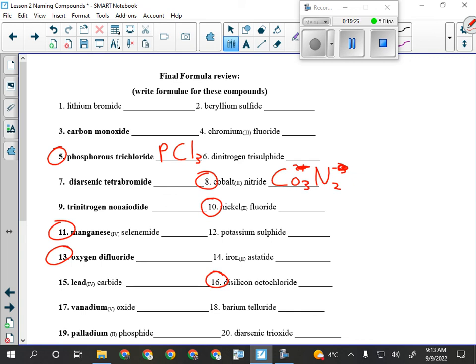All right, number 10, similar. Okay, we've got nickel with a Roman numeral 2, so that'll be an ionic compound, nickel being a metal. Okay, with a 2+ charge, it's with fluorine, which is a -1. Okay, so NiF2. Okay, if you got questions as we go here, guys, don't be afraid to ask. All right, manganese 4 selenide, ionic or molecular?